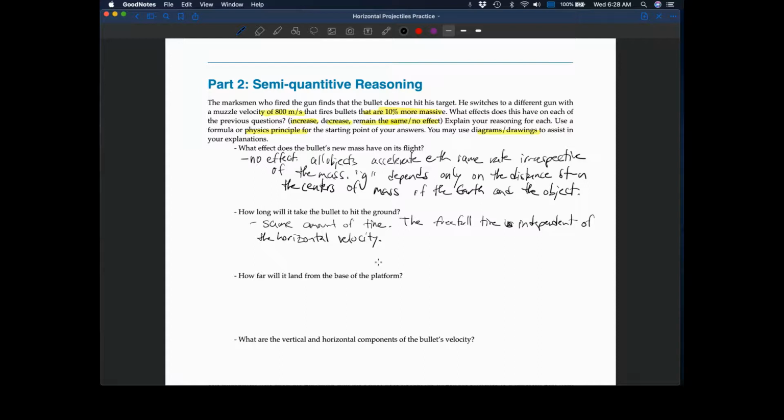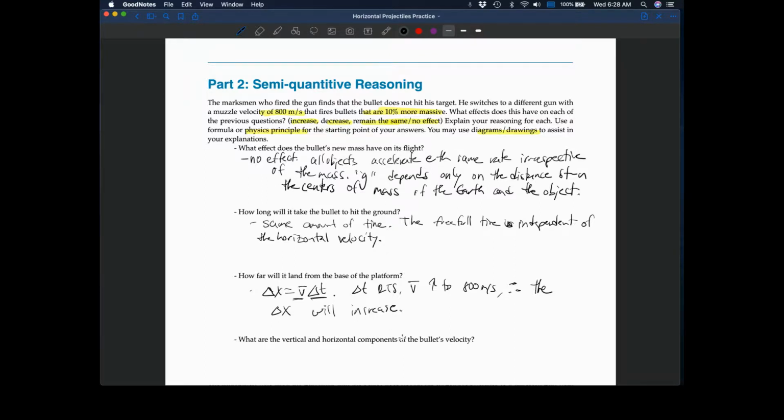How far will it land from the base of the platform? In this case, we know that delta x is going to be average velocity times the change in time. Since the time it takes to hit the ground is going to be the same, and the average velocity will increase, the horizontal distance will be larger. We can explain that this way: delta t remains the same, the average velocity increases to 800 meters per second, therefore delta x will increase.